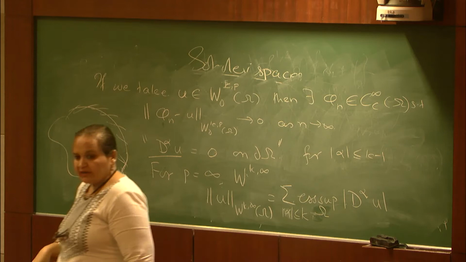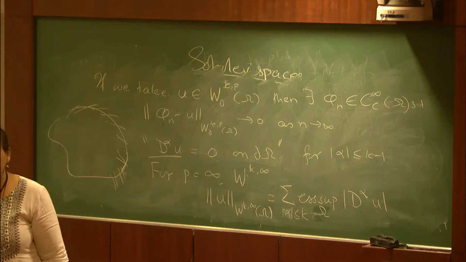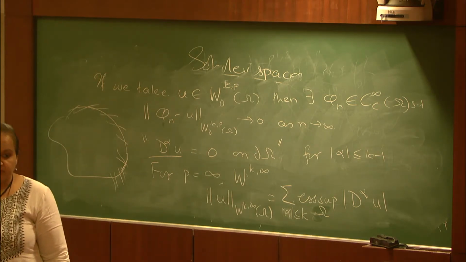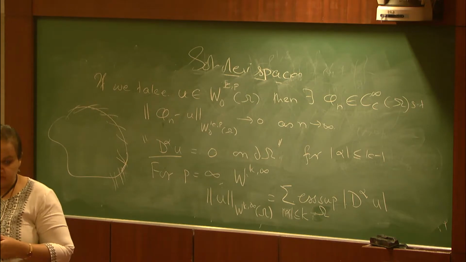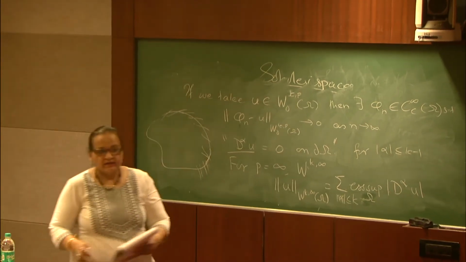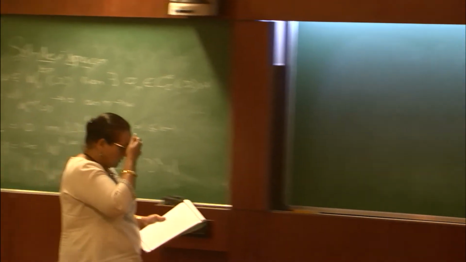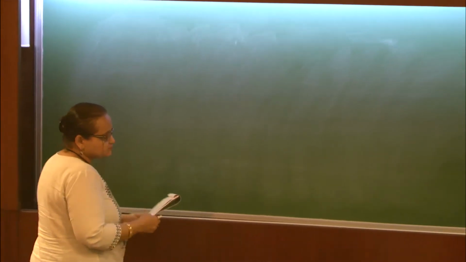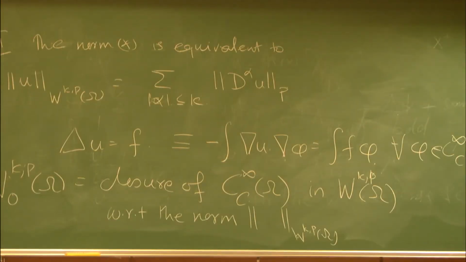So I will list down properties. Again, you will have to work it out. Okay, I will just say some of the things which are important. So showing W^{k,p} is a Banach space.